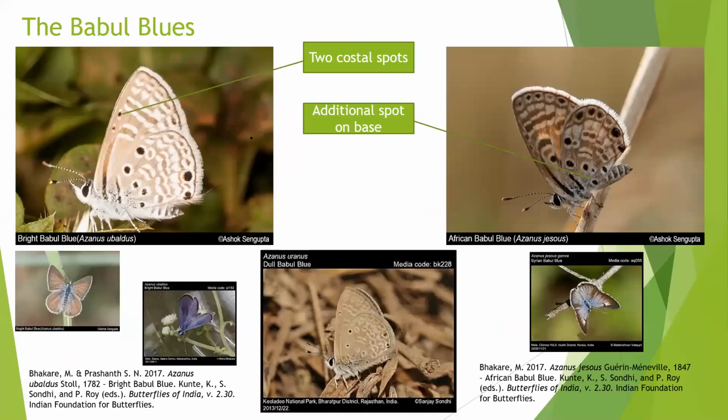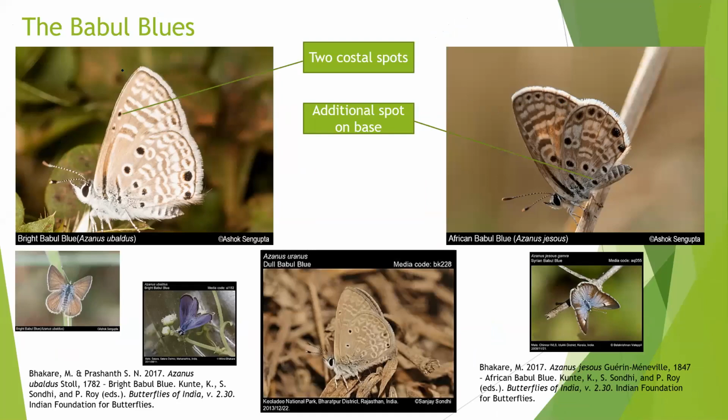So I'll go to the next slide. I come to Babul Blues. You'll be surprised how to distinguish Babul Blues. First and foremost, the two common Babul Blues are the bright Babul Blue and the African Babul Blue. To my left is the bright Babul Blue. To my right is the African or Syrian Babul Blue, we call it.